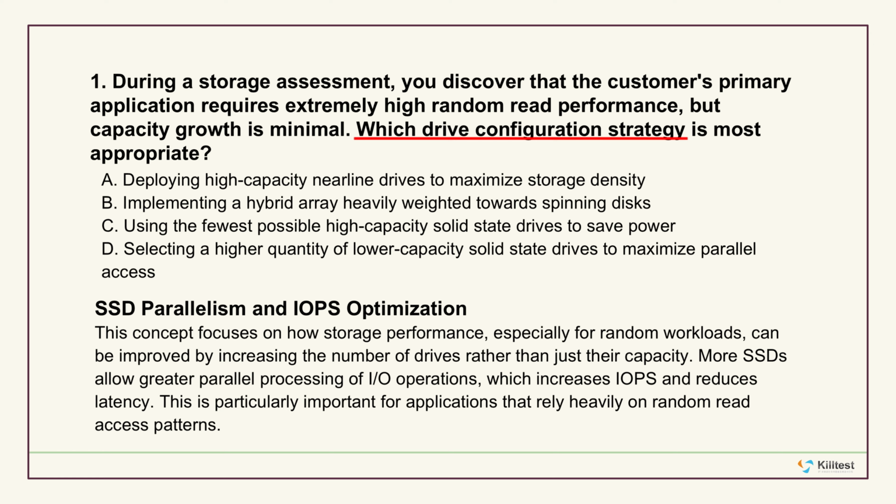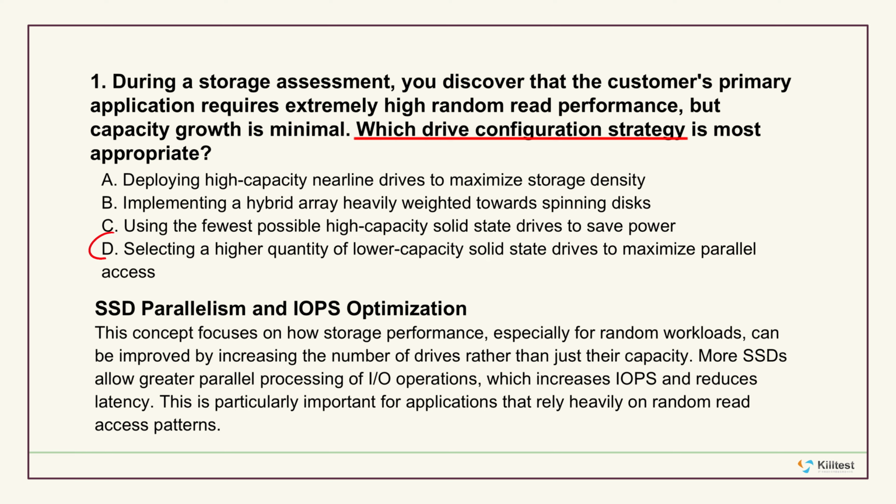Well, the correct strategy here is definitely D, selecting a higher quantity of lower capacity solid-state drives. And to understand why, we really have to isolate the specific constraints of the prompt. Which are the random reads, right? Exactly. The customer needs extremely high random read performance. That just immediately disqualifies A and B.